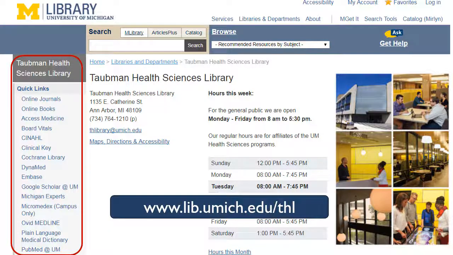To find PubMed and other resources, use the links on the left side of the Taubman Health Sciences Library website or use a departmental or course research guide. Accessing databases from a library website, at home or on campus, will connect you to all of the journal subscriptions paid for by the library.